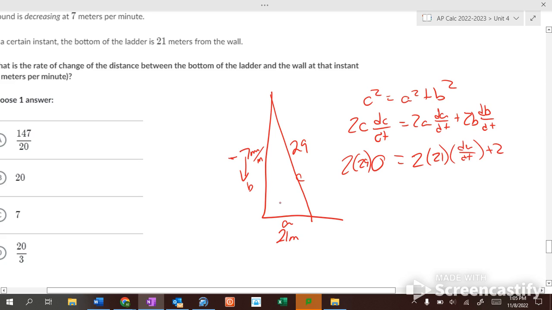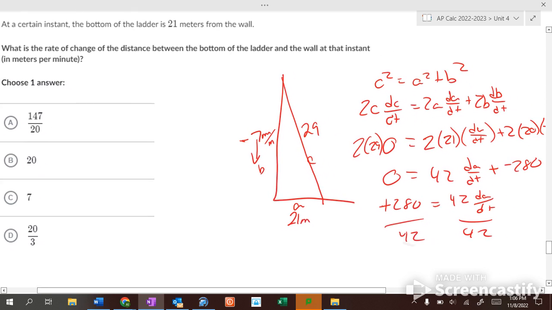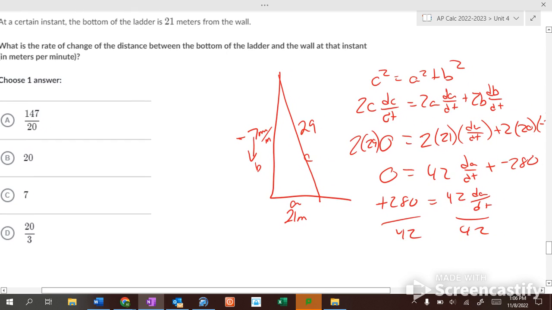Plus 2 times B. Well, what's 29 squared minus 21 squared? 400? So that's 20. And then negative 7 here. So this is 0 equals 42 dA dt plus this is negative 280. So you go negative 280 on this side equals 42, or 280 equals 42 dA dt. And divide by 42. 280 divided by 42.